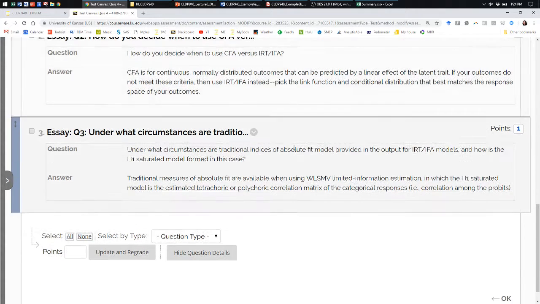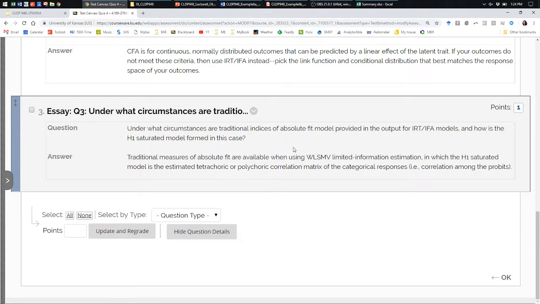And then last but not least, absolute fit. When do you get it? Limited information only. Did you have a question?